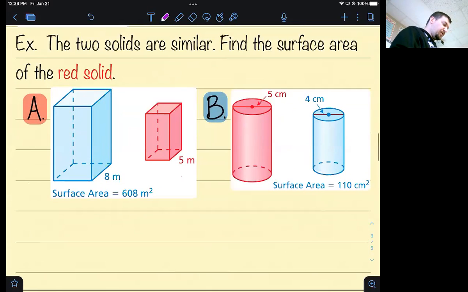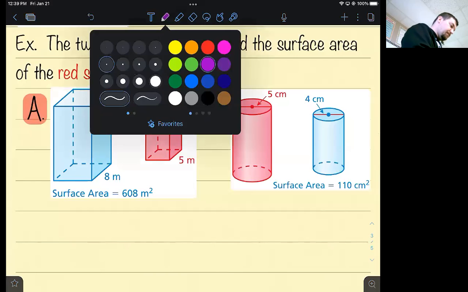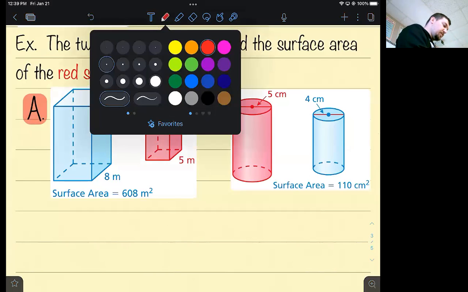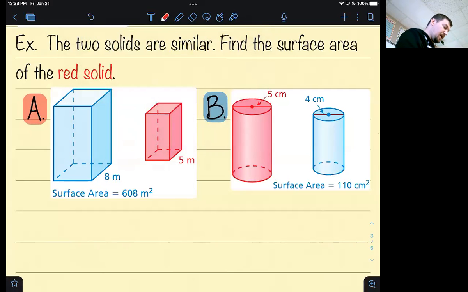Okay. Do another example together. The two similars are solid. Find the surface area of the red solid. Okay, so I'm looking here at the side length ratios. It looks like the side length ratios from, I guess we can go red to blue. We've kind of been doing that throughout this chapter.